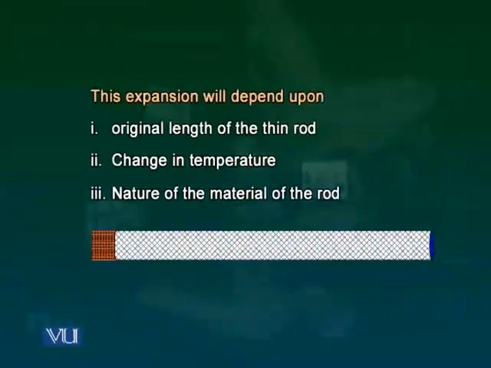Practically, we do not use a 1 centimeter thick iron rod. We use something which is about 1 millimeter, thus reducing the volumetric expansion even further. Now, when we look at a rod, on what will its expansion depend? A, it will depend upon the original length of the rod. If the original rod is small, the expansion will be smaller. If it is larger, the expansion, of course, would be a larger amount.